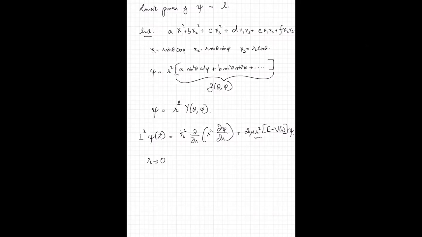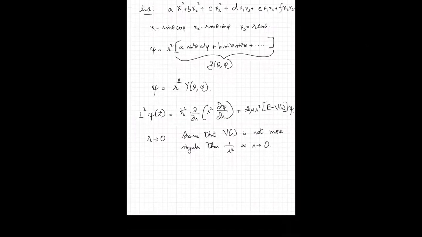So I'm restricting my attention to those potentials that do not become more singular than 1 over r squared. Assume that V of r is not more singular than 1 over r squared as r goes to 0. What does this mean? It means that V of r does not have something like 1 over r cubed or 1 over r to the 4 or things like that, because those will diverge at the origin, and the r squared will not be enough to compensate for it. As long as V of r is 1 over r squared or something less singular, then the second term, I can argue, will always go to 0 as r goes to 0.